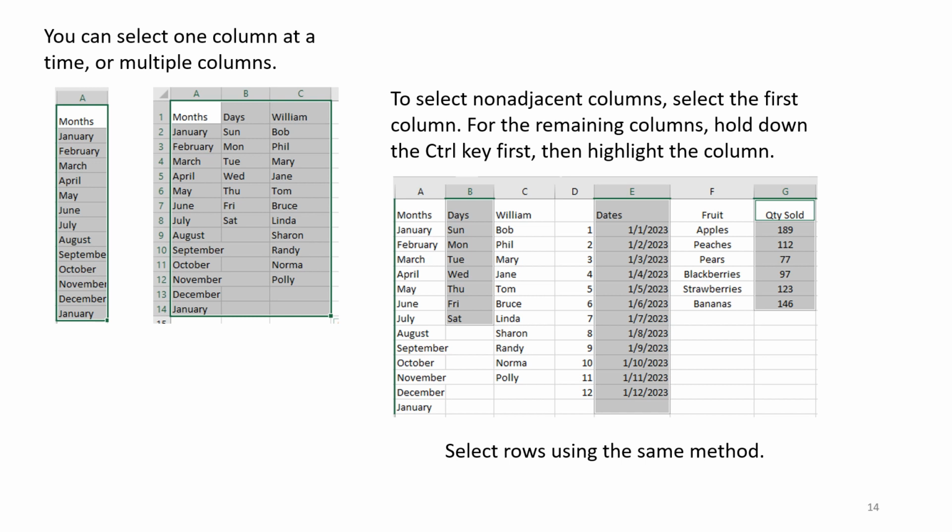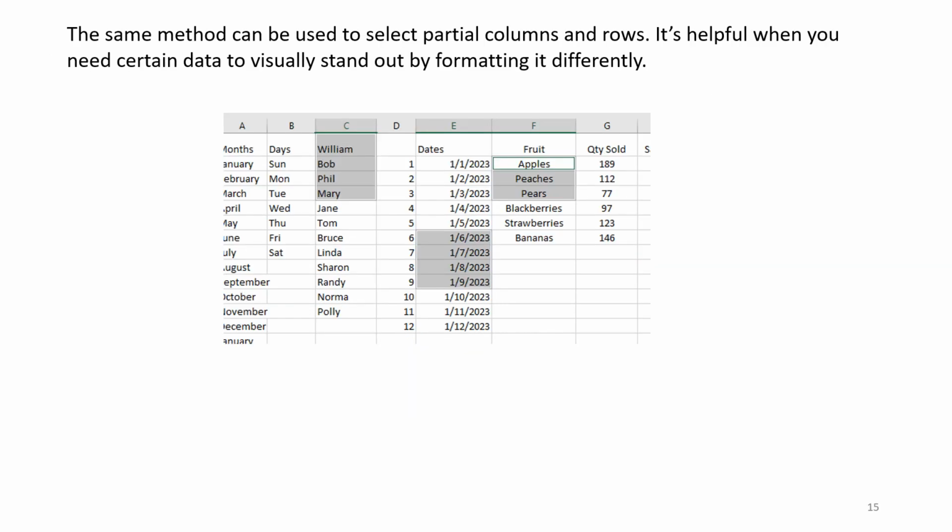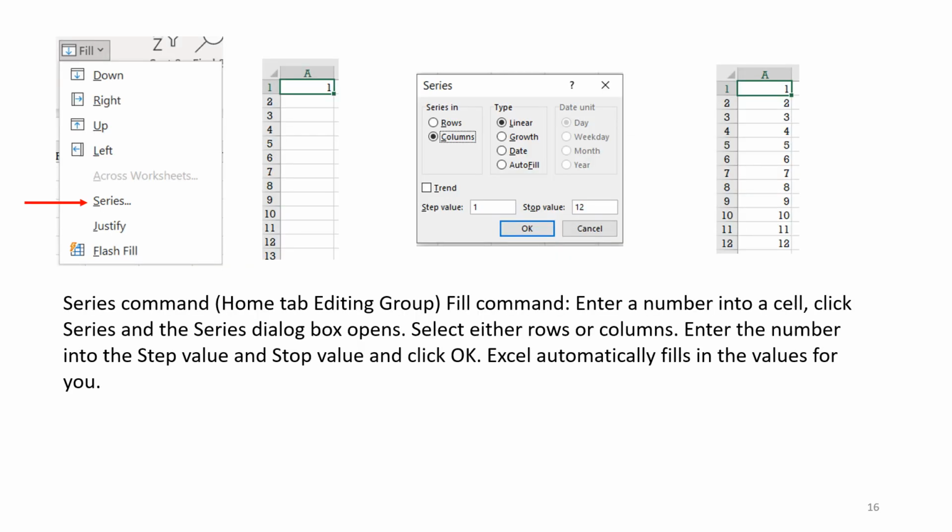You can select one column at a time or multiple columns. To select not adjacent columns, select the first column. For the remaining columns, hold down the Control key first, then highlight the column. Select rows using the same method. The same method can be used to select partial columns and rows. It's helpful when you need certain data to visually stand out by formatting it differently.